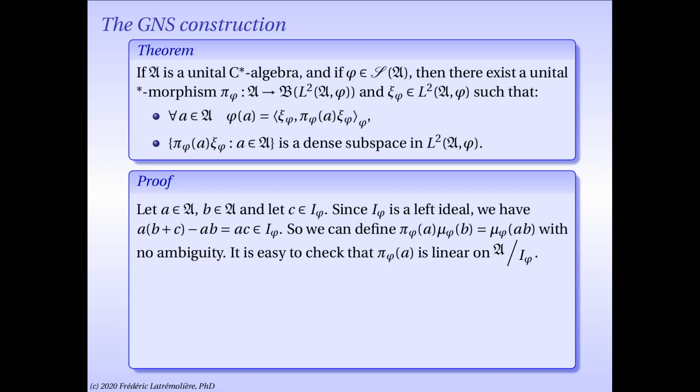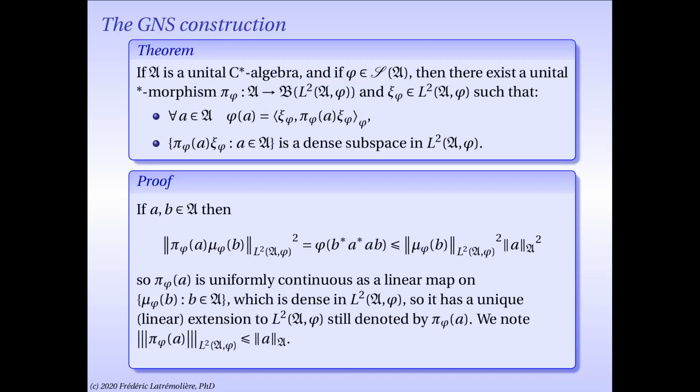So, all right, the first problem to address is that the quotient of A by this ideal I sub phi is dense in L2, but it's not all of L2. So to define pi sub phi of A as an operator on L2, I'm going to first calculate the norm of pi sub phi of A applied to a vector of the form mu sub phi of B. And in fact, as usual in Hilbert spaces, I'm going to calculate the square of that norm, which is the inner product of mu sub phi of AB with itself, by definition of what pi sub phi of A is. And that in turn, by definition of my inner product, is phi of B star A star AB. But we learned that since phi is a state, phi of B star A star AB is less or equal than phi of B star B times the norm in the C-star algebra of A star A. And phi of B star B, again, you recognize that's the square of the norm in the Hilbert space L2 of the vector mu sub phi of B.